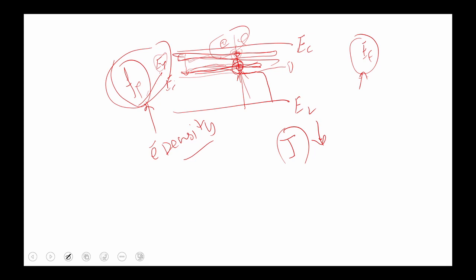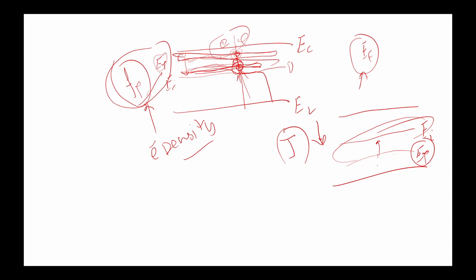Okay, so if we take it for the holes, this is Ei and this is the Et for holes, capturing the holes. If Et is near to Ei, there is a higher probability of finding the electron at the trap state. And that also depends on the density of the trap states.